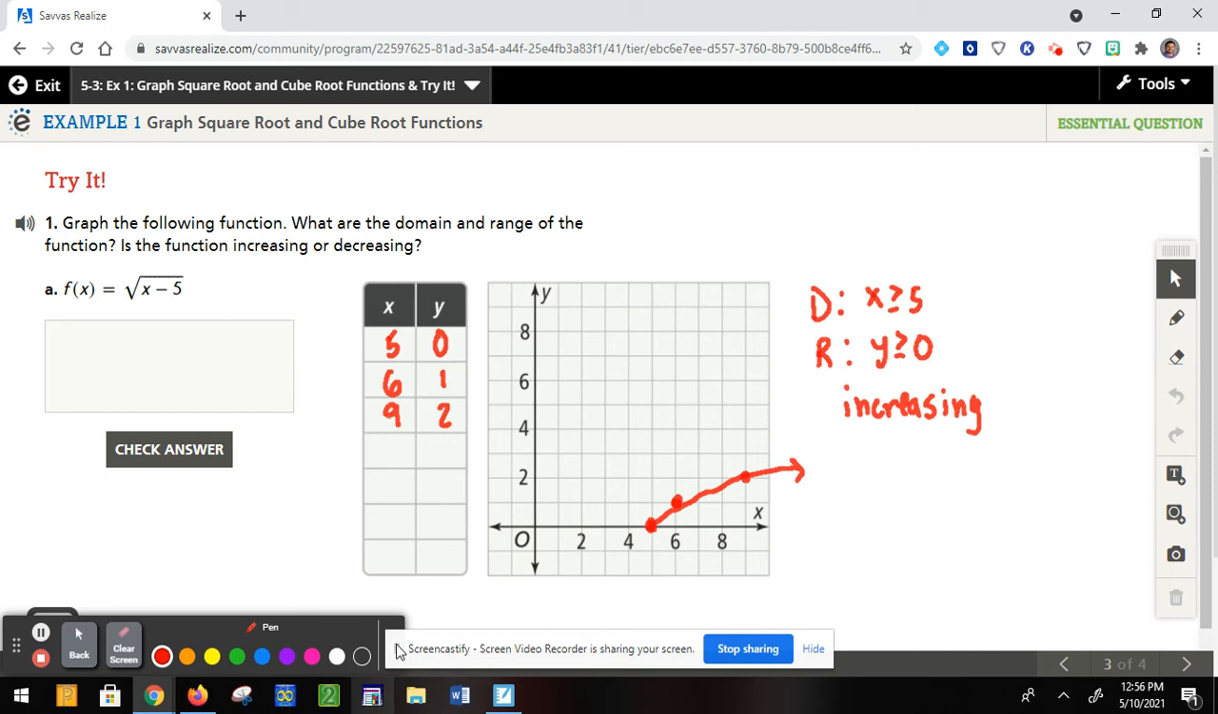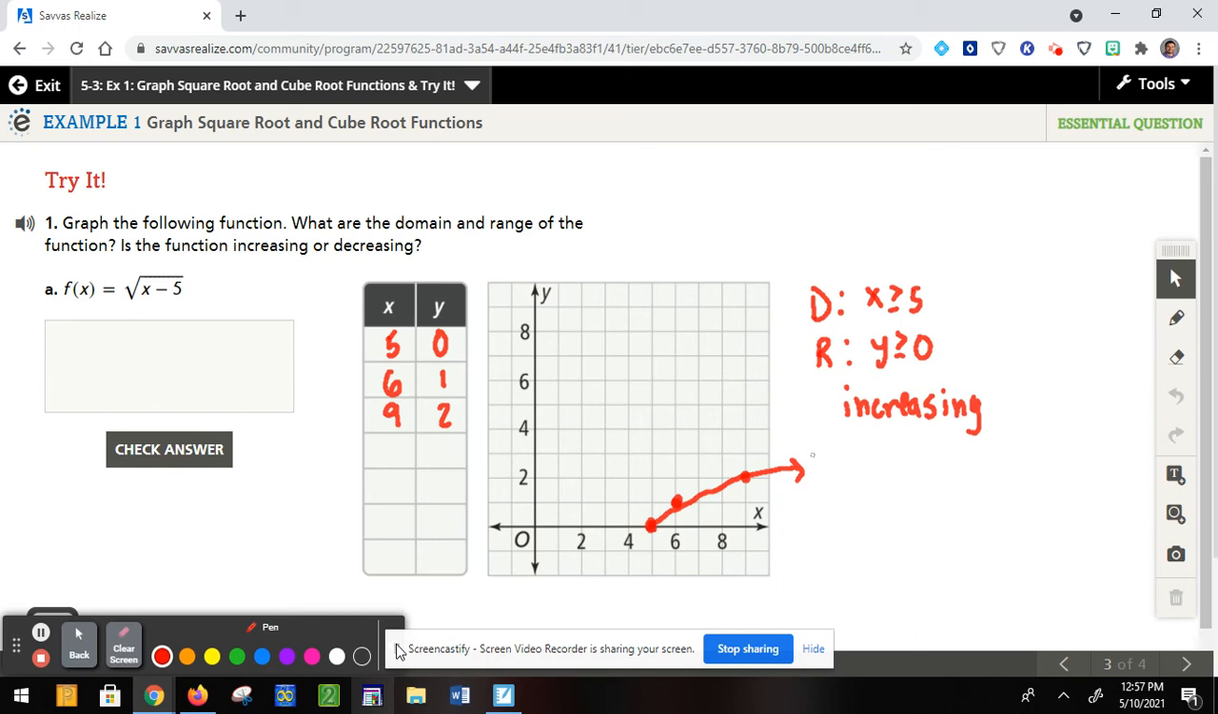The reason why I jumped to 9 is because I wanted the expression underneath the radical to evaluate to a square number. So 9 minus 5 is 4. If you chose 7 or 8, you're going to get square root of 2 or 3, which is fine. It's just those are harder to graph. So 9 minus 5 is 4. Square root of 4 is 2. So I plotted those 3 points.